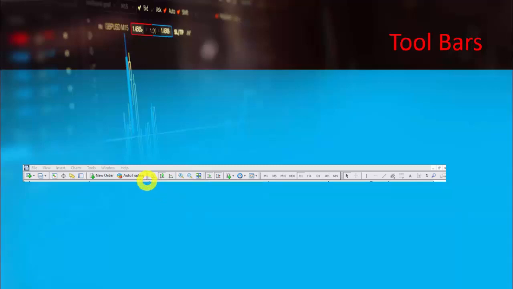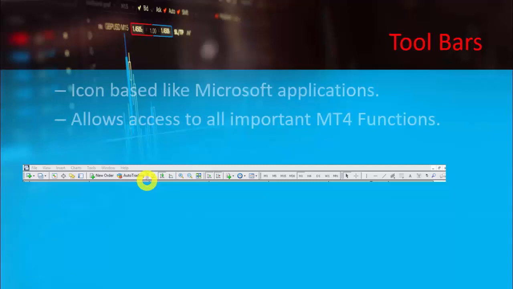So what is a toolbar? A toolbar is basically an icon based system like a Microsoft application. It consists of an icon based system present in MT4, and it basically allows all the important MT4 functions for any trader to perform.